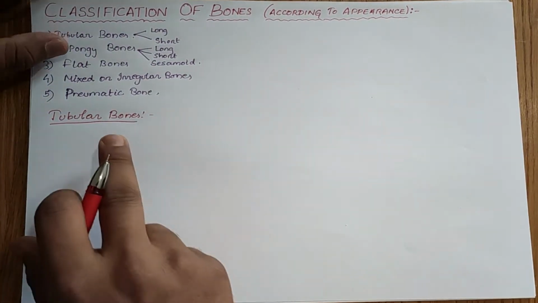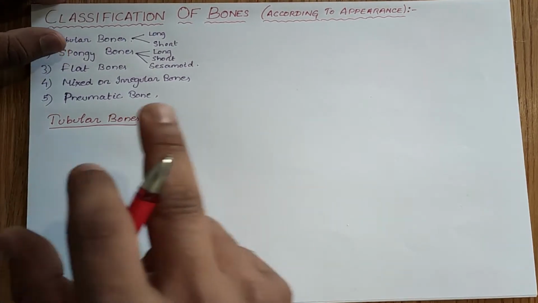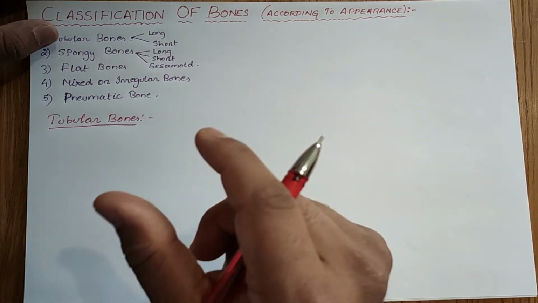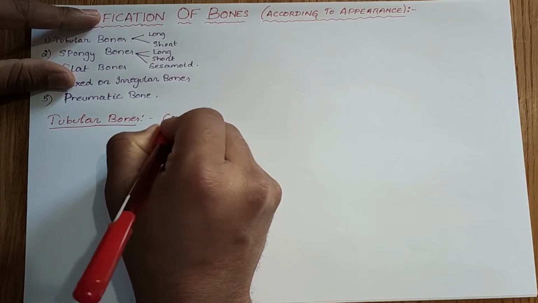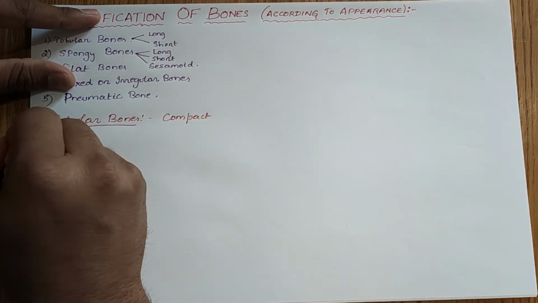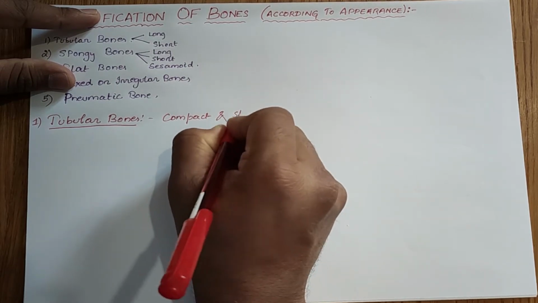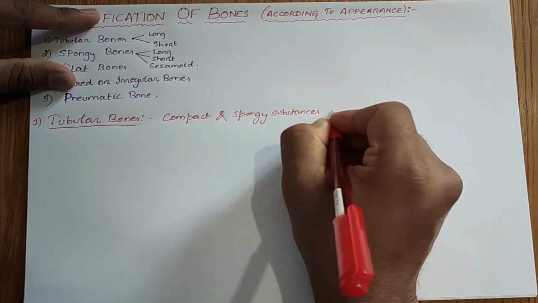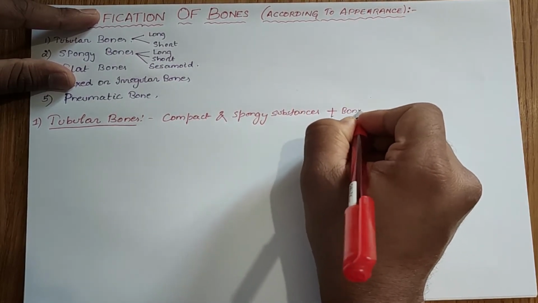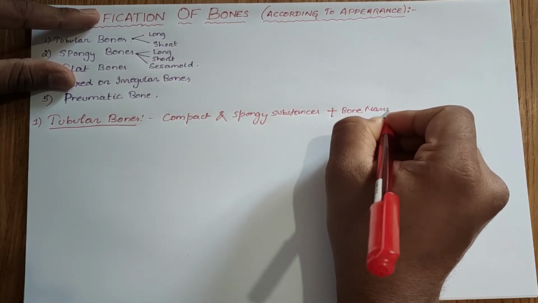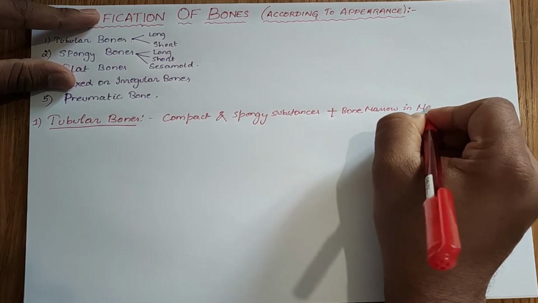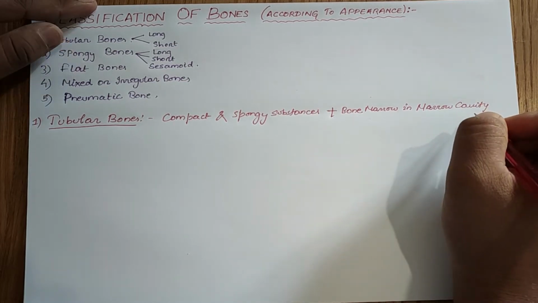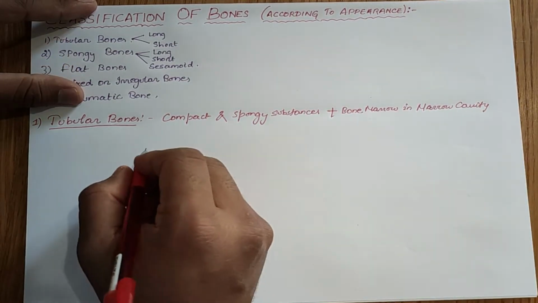These are bones that are mainly composed of both substances, compact as well as spongy substances, with a bone marrow cavity. Both compact and spongy substances are present, with bone marrow in the marrow cavity. Bone marrow is present in the marrow cavity.